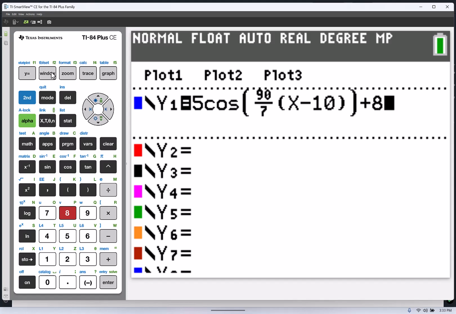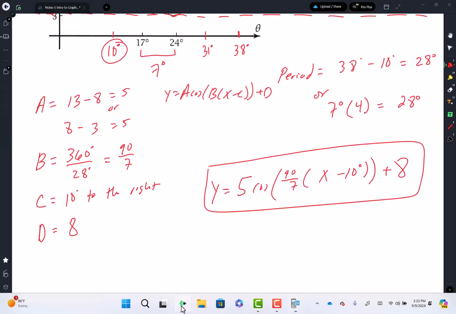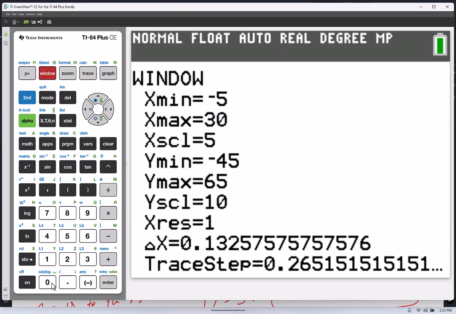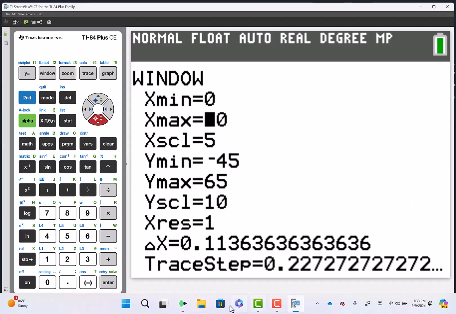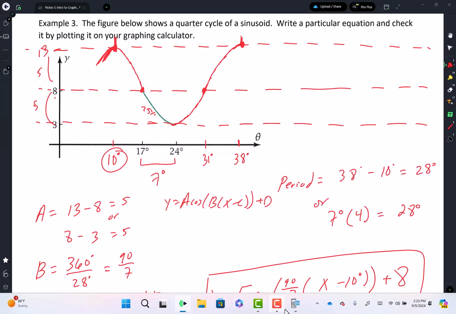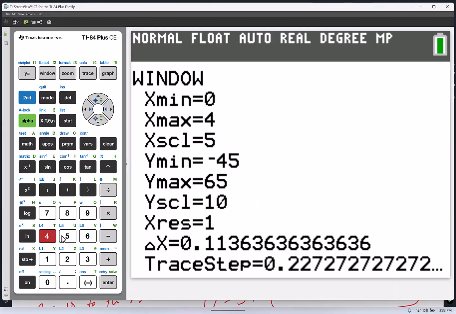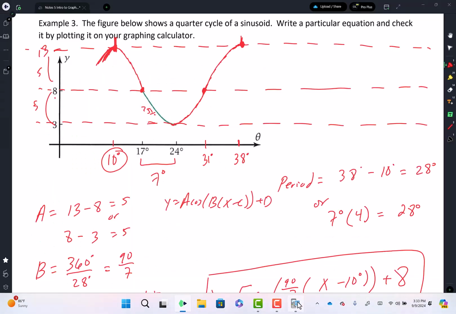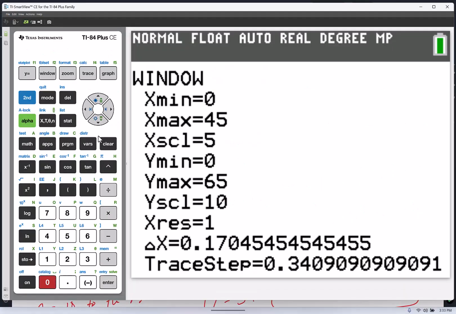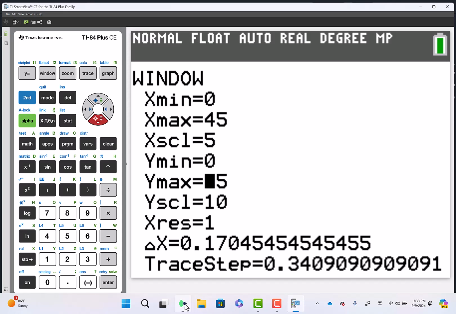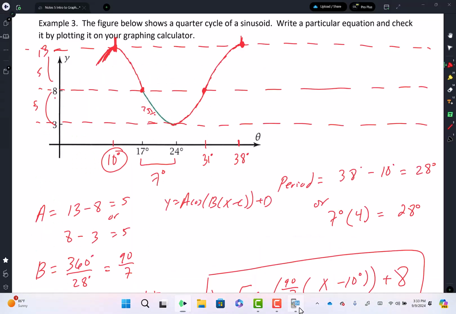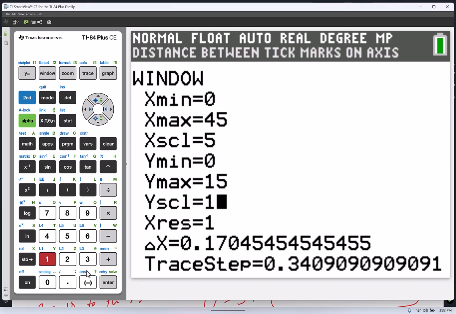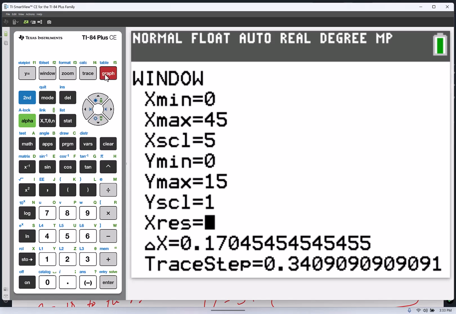Don't push graph yet. Click on window. Let's see, what are we looking at? I'm going to make x min 0. X max, I'm going to make it 45. X scale by 5, that's fine. Y min, I'm going to make it 0. Y max, let's see, we go to 13. I'm going to make it 15. Y scale by 1 or by 5, it doesn't matter. Graph, and there it is.